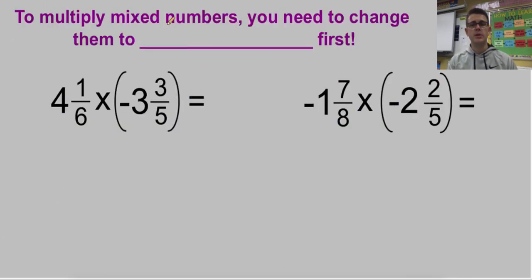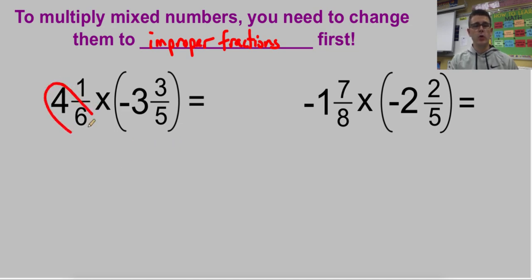For mixed numbers, you need to change them into improper fractions first. We can't multiply them with mixed numbers. It gets really ugly, it gets really complicated. It's not something we want to tackle. So the easier solution is change them to improper fractions and then just multiply them. So we do 4 times 6 is 24, plus 1 is 25/6. 3 times 5 is 15, plus 3 is 18/5.